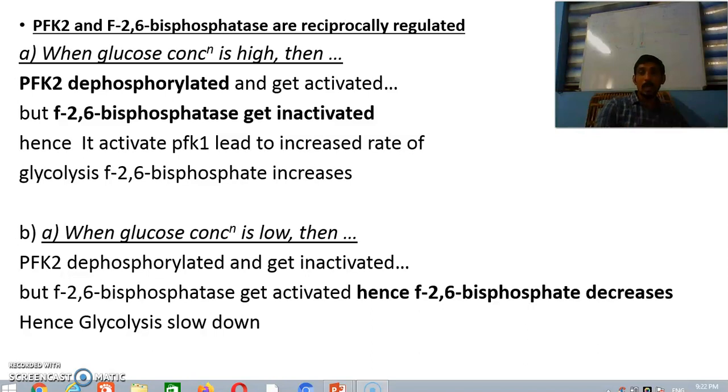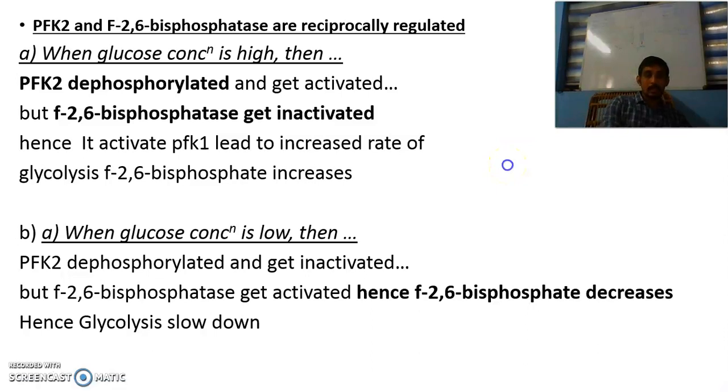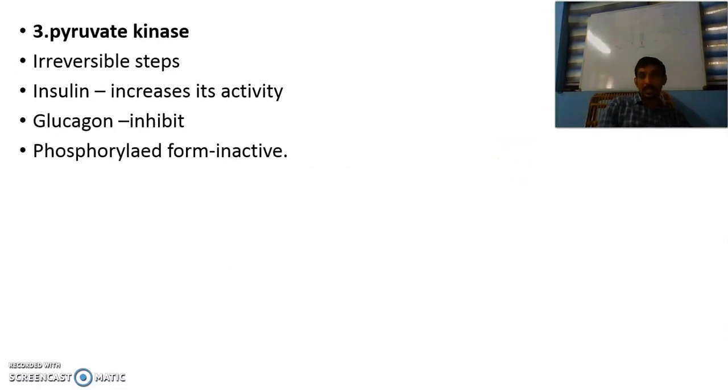So here both are reciprocally regulated. PFK2 stimulates or activates glycolysis, whereas fructose 2,6-bisphosphatase slows down glycolysis by inhibiting the PFK1 reaction by decreasing the concentration of fructose 2,6-bisphosphate. That is happening here. Next, let us move into the 10th and final step of glycolysis, that is mediated by pyruvate kinase.